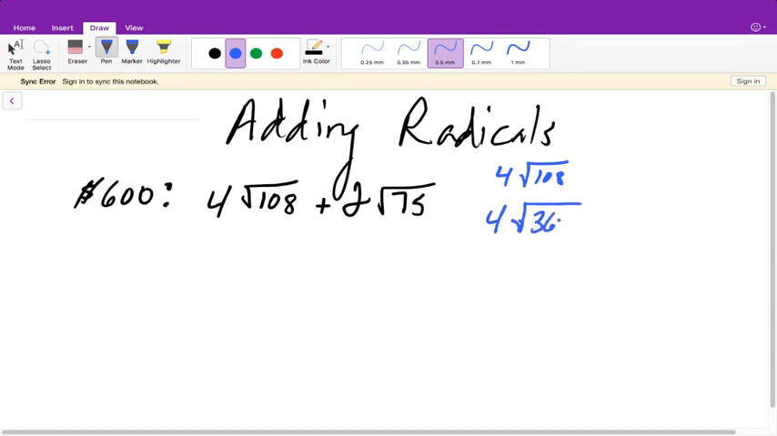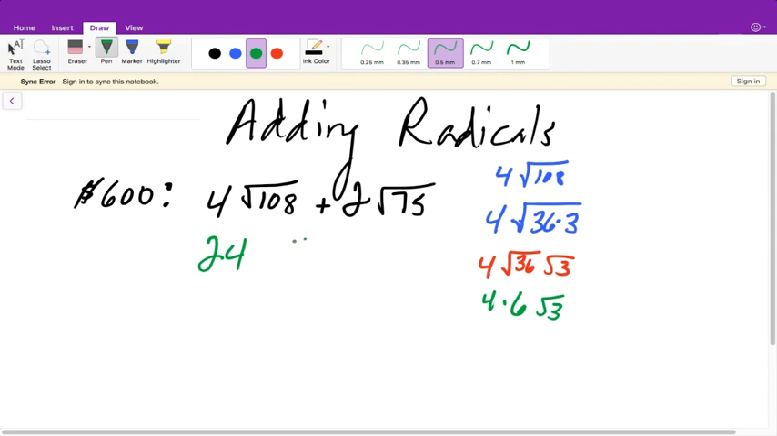But you're going to go through the paper. You will get it this time. And you'll go through and see which perfect square goes into 108. And 36 does. Now we'll look at them separately. The square root of 36 is equal to 6. So it becomes 4 times 6 times the square root of 3, or 24 times the square root of 3.